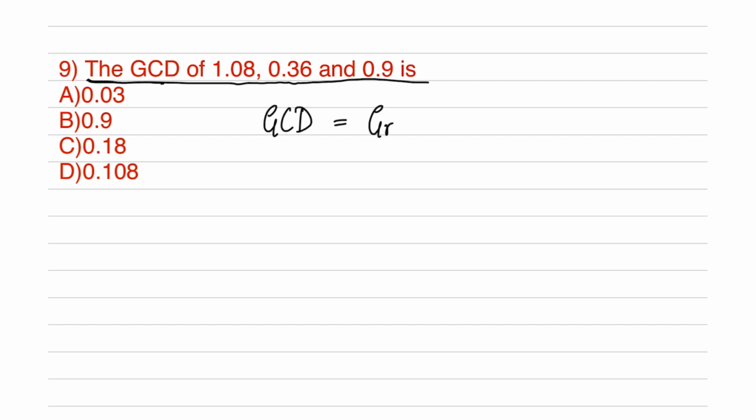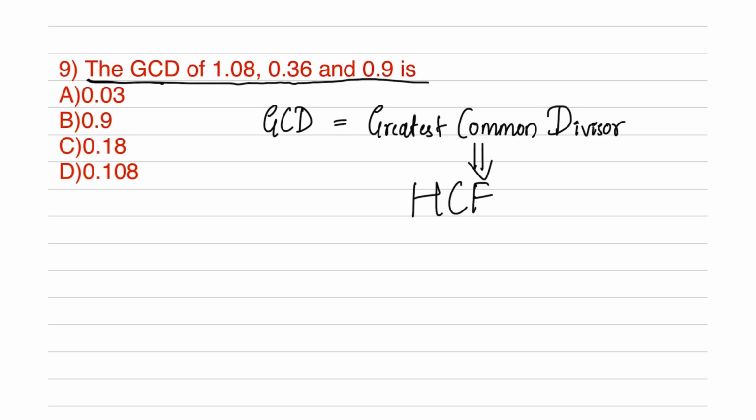GCD means greatest common divisor, which is HCF, highest common factor. So HCF is also called GCD. Now find the HCF of 1.08, 0.36 and 0.9. So you can take two decimal places back, meaning it will be 108, 36, 90. Now go with the division method.